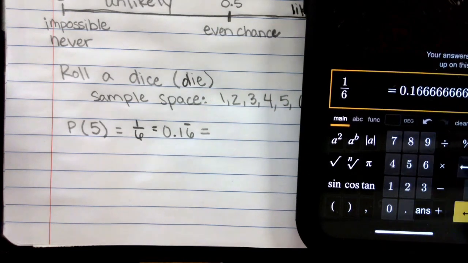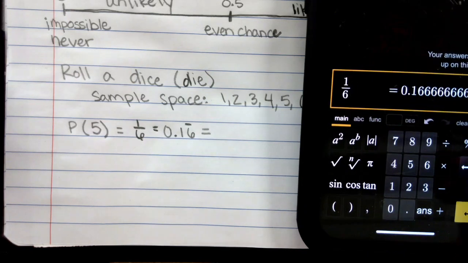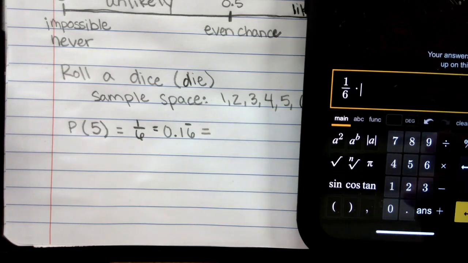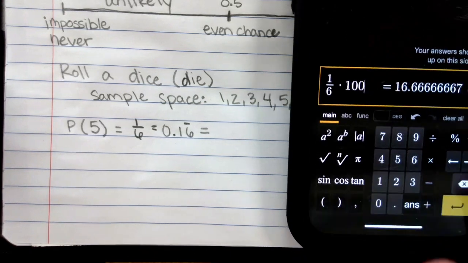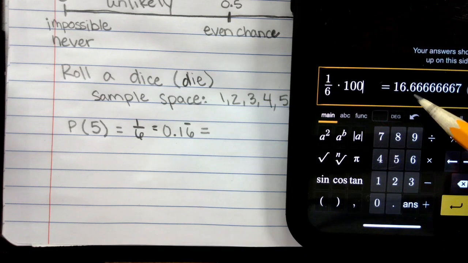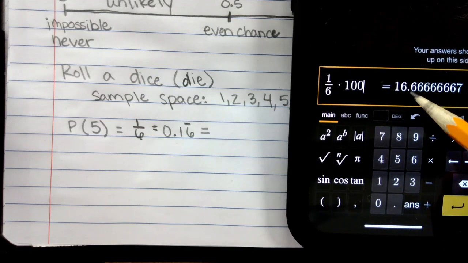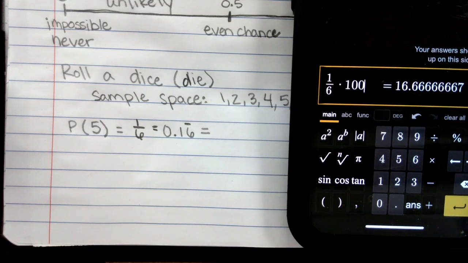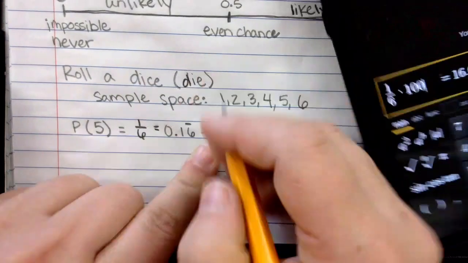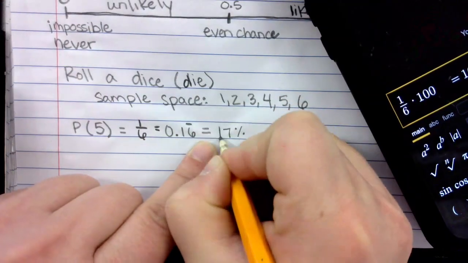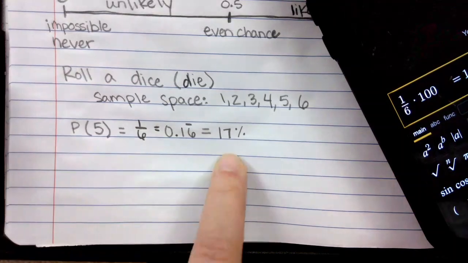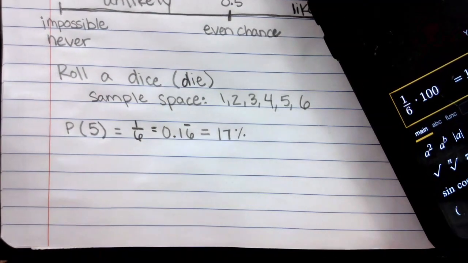We might do decimals, but we're not going to today. We'll just round to about 17%. So rolling a 5 is about a 1 in 6 chance, 0.16 repeating, or about a 17% chance. So that's our actual probability. Let's classify that probability. Is that impossible, unlikely, an even chance, likely, or for sure? Unlikely, good. It's in between the 0 and the 50%. 17% is in that unlikely spot.